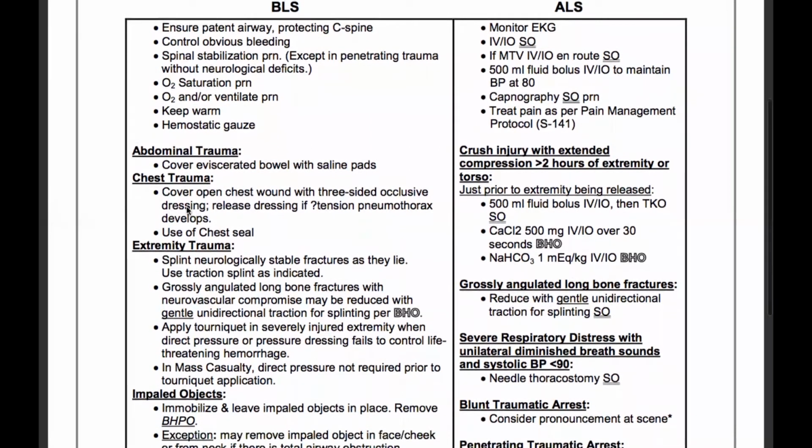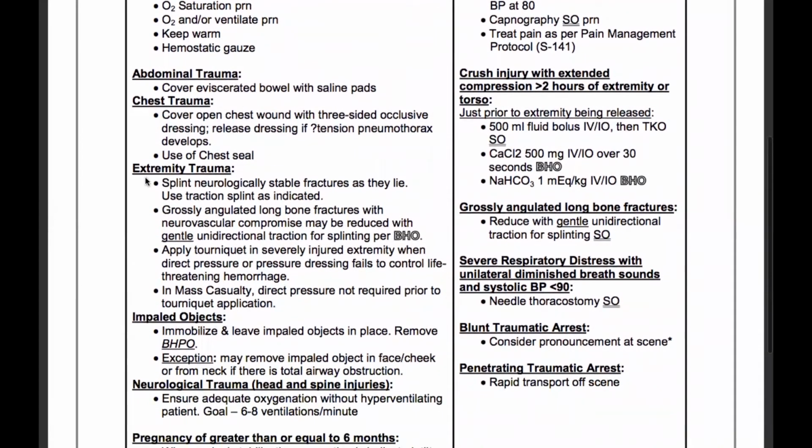Chest trauma, cover the open chest wound with a 3-sided occlusive dressing. Release if questionable, that's what the question mark stands for, if questionable tension pneumothorax develops. Use of a chest seal. So instead of a 3-sided occlusive dressing, we can also use a chest seal. As you saw in our videos, we use the hyphen chest seal most often.